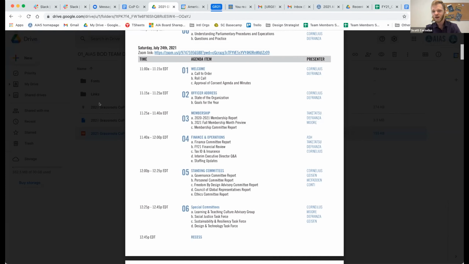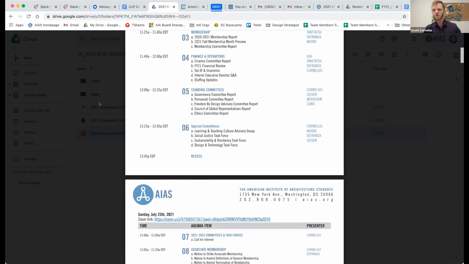Number 4 is finance and operations. So we'll hear from the finance committee, a review of the FY21 fiscal year from our executive director and past vice president, as well as comments from our new vice president. Go over some tax ID and insurance information, which you'll need to know if you haven't seen it already. So that'll be very important. And then we'll have a Q&A with our interim executive director, Ashley Ash, and some staffing updates from the national office. And then we will hear lots of reports from lots of committees.